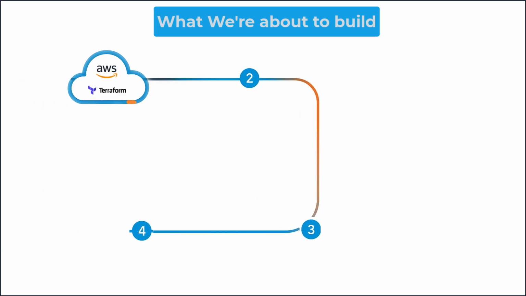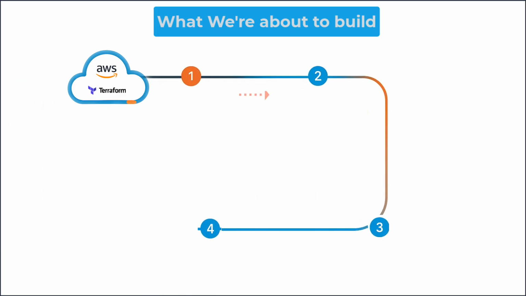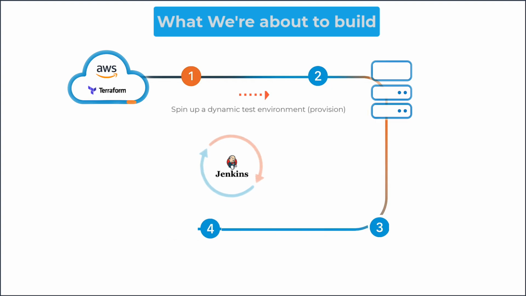Alright, let's take a look at what we're about to build. We are creating a fully dynamic test environment from scratch. No more static setups or waiting on DevOps. First, Terraform will spin up our brand new EC2 instance in AWS, our own clean disposable playground, aka our dynamic test environment.